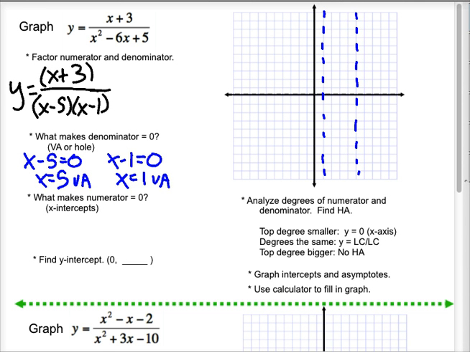All right. Next, I'm going to find my x-intercepts. And again, x-intercepts is where you set the numerator equal to 0. So I'm getting an x-intercept at -3, 0. So -3, 0 puts me right there.